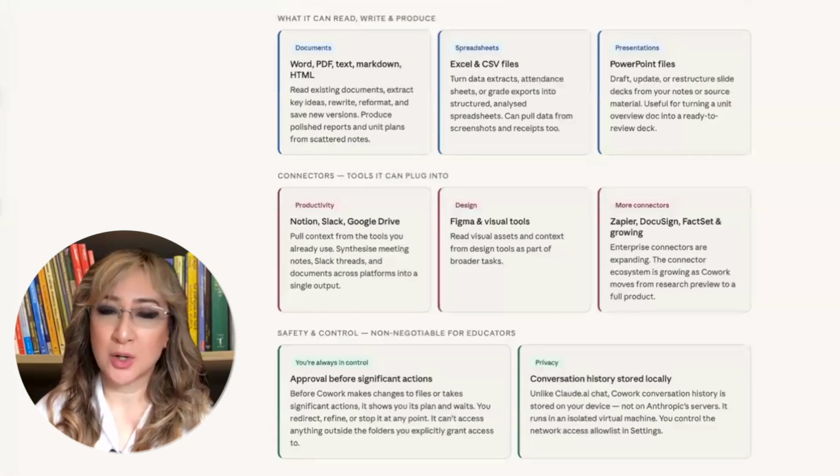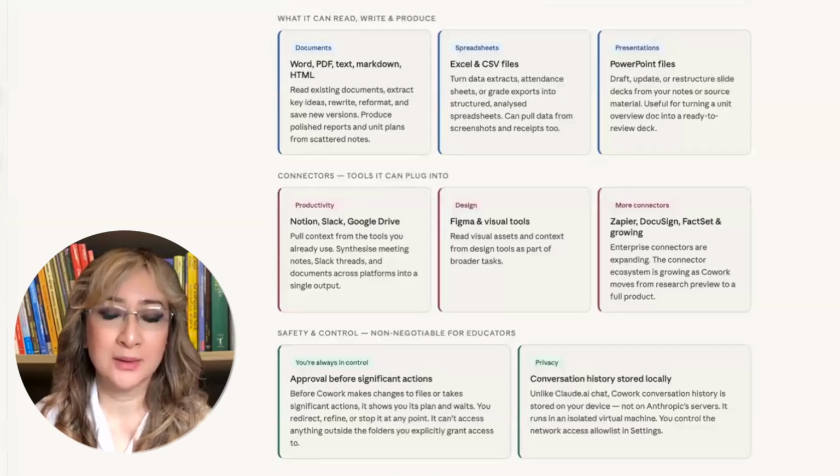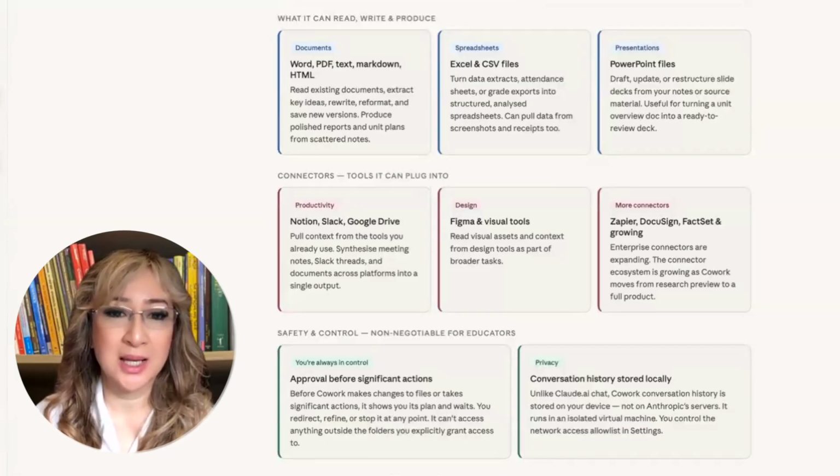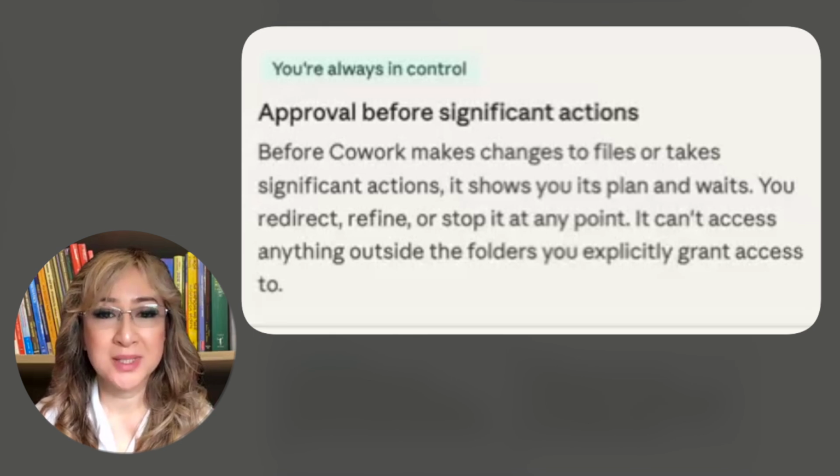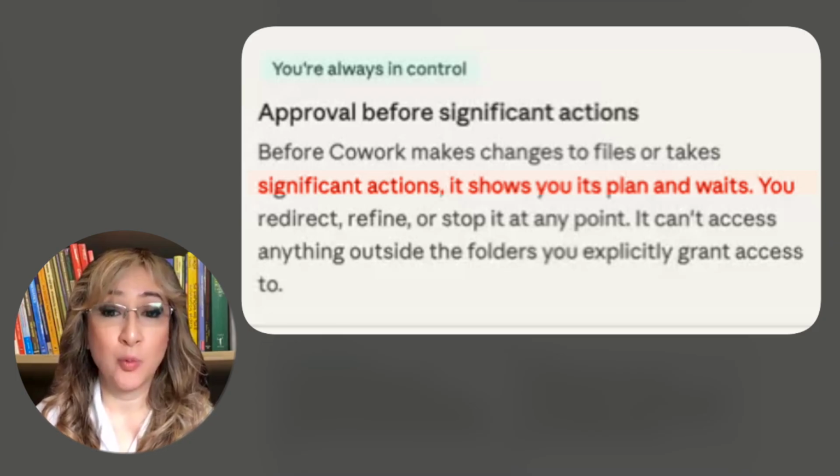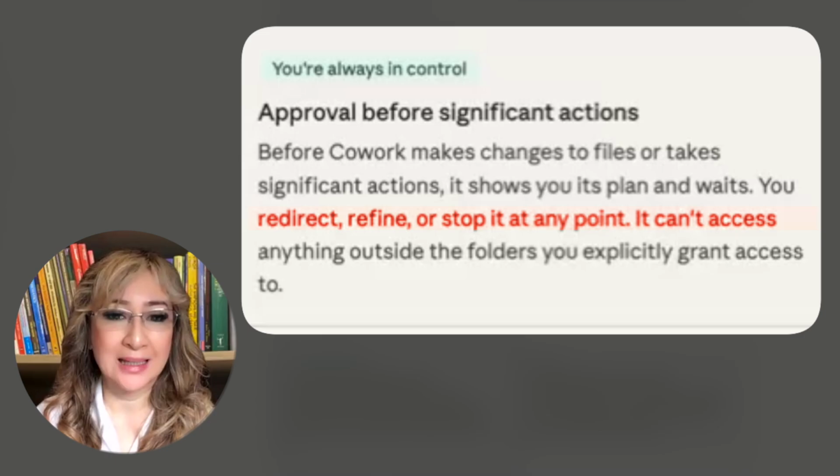Okay, safety and control. So I like this little bit here about how there's safety and control non-negotiable for educators. Approval before significant action. So before Cowork makes changes to files or takes significant actions, it shows you its plan and waits. You redirect, refine, or stop it at any point.